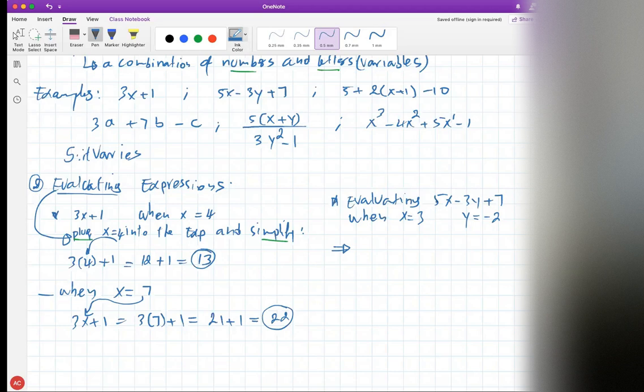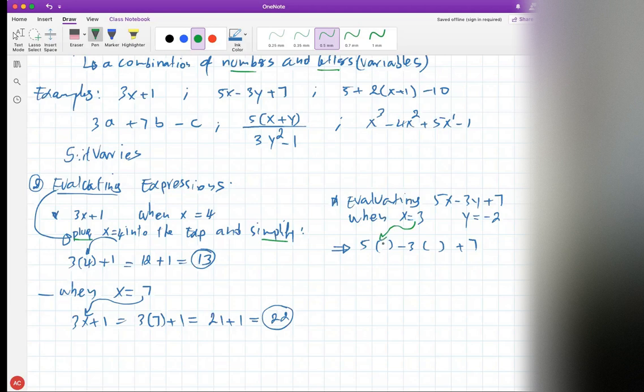So 5x means 5 times x. In other words, you can also write it this way, 5 times. When we don't see anything between parentheses and the number, as we saw last time, this means a multiplication. So 5 times something minus 3 times the value of y plus 7. So you want to set it up like this. Very important to plug everything correctly.